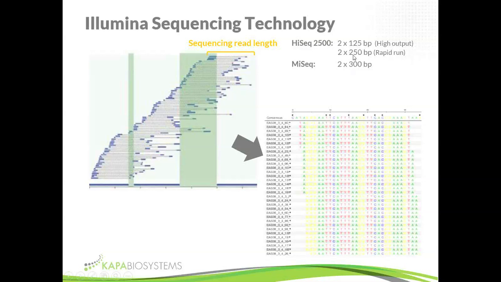The 2x just means that we do paired end sequencing, so we sequence from both sides of the molecule, and so for every library molecule, every unique fragment that we generate, we're able to read from both ends.